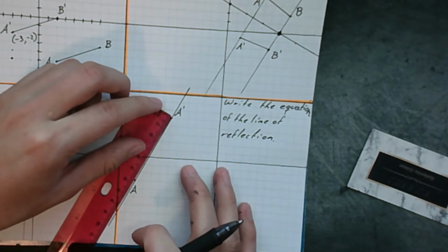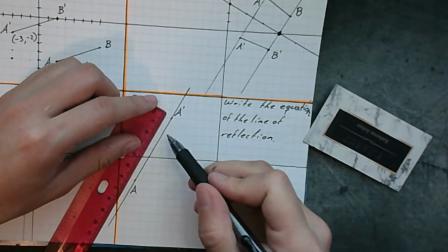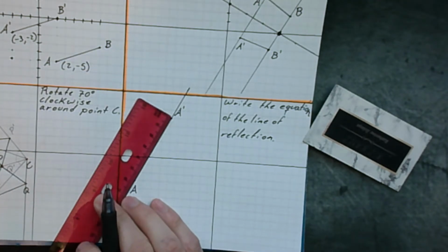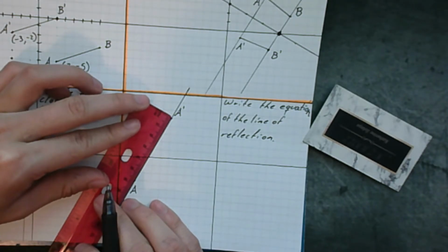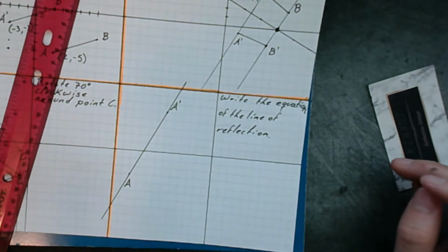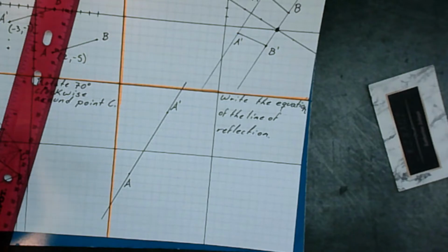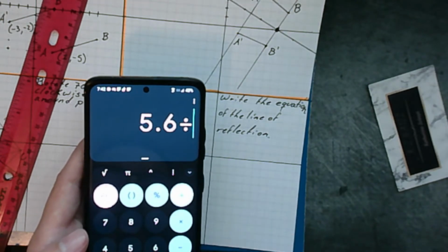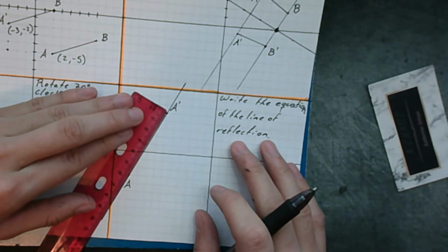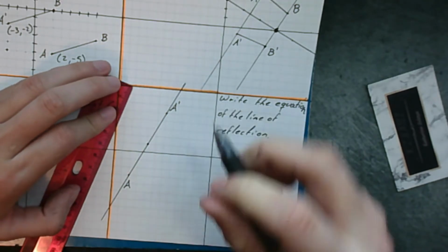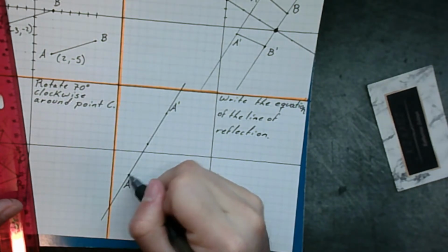So a good thing to do before you start using your card is to find the midpoint between A and A prime. So let me measure the distance. The distance I get is 5.6. Half of 5.6, you can use your calculator if you don't know what's half of 5.6. So you can just do 5.6 divided by 2. That gives me 2.8. So I want to measure 2.8 from either A prime or A. 2.8, that's going to be half the distance. So right there, that point is the midpoint between point A and point A prime.